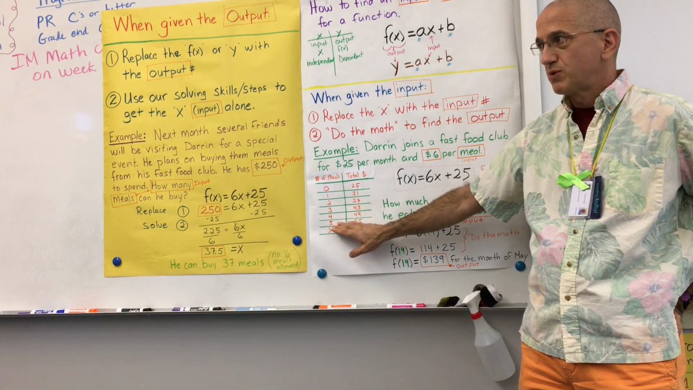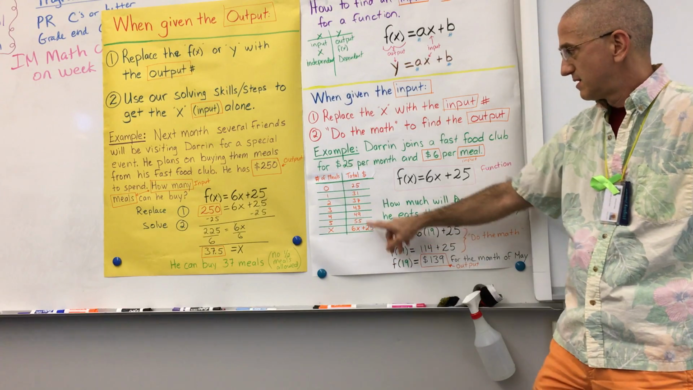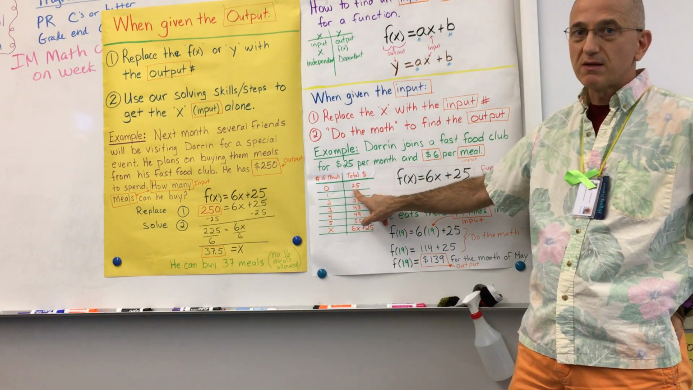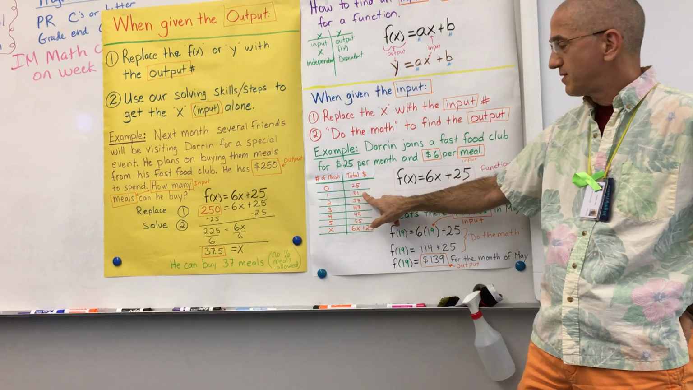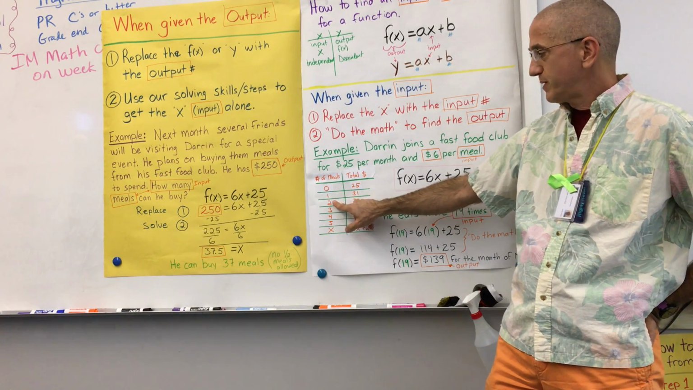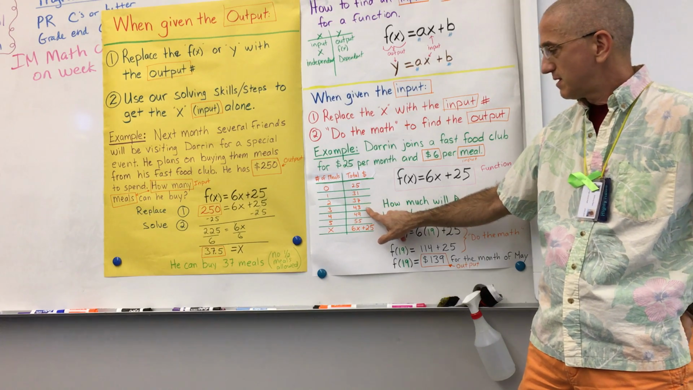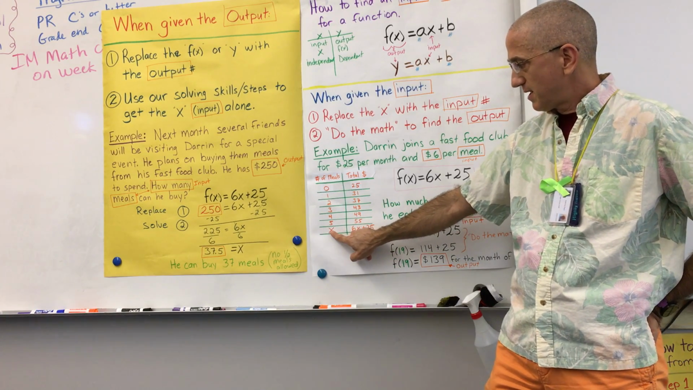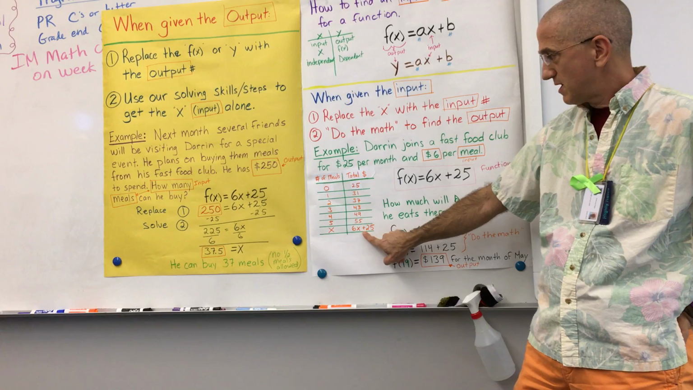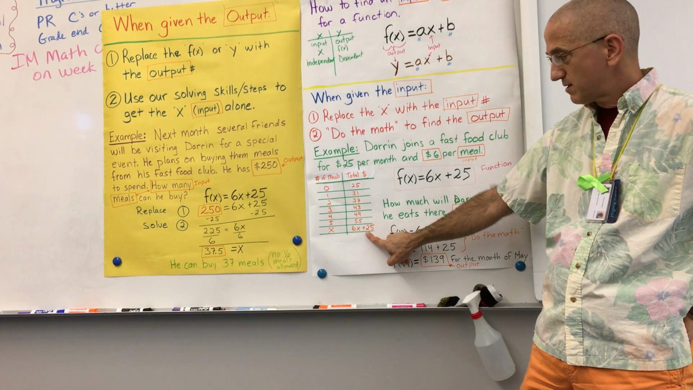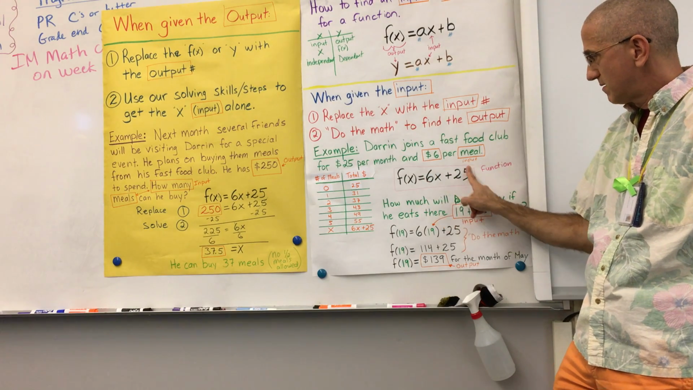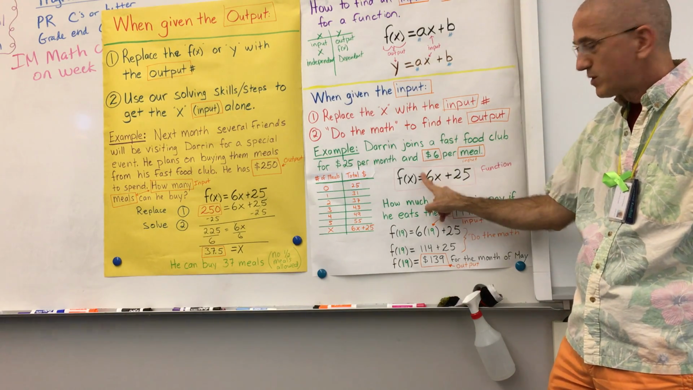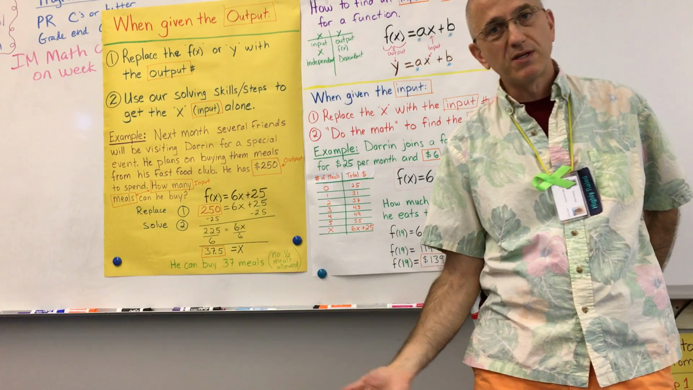The input-output table would look like this. If he buys no meals, he still has to pay the $25 monthly fee. If he buys one meal, he'll pay $31 total. 2 meals, $6 more, etc. The number of meals would be x. The total amount, the output, is 6x plus 25, right here. So your input is here, but when you do the math, the whole thing is your output.